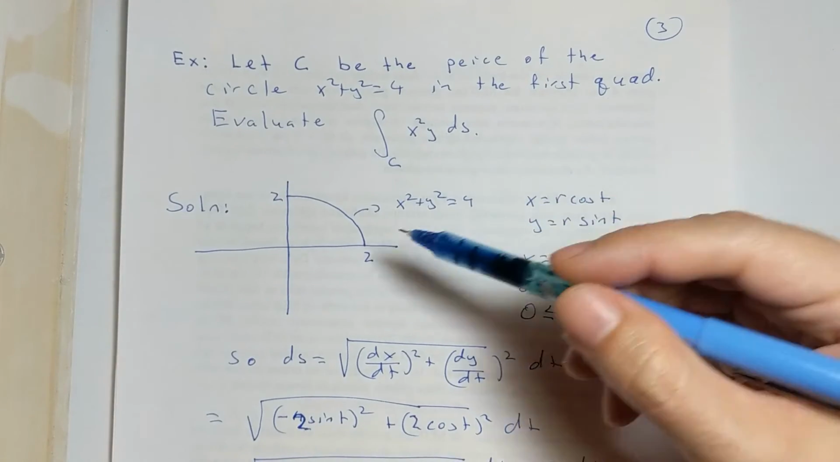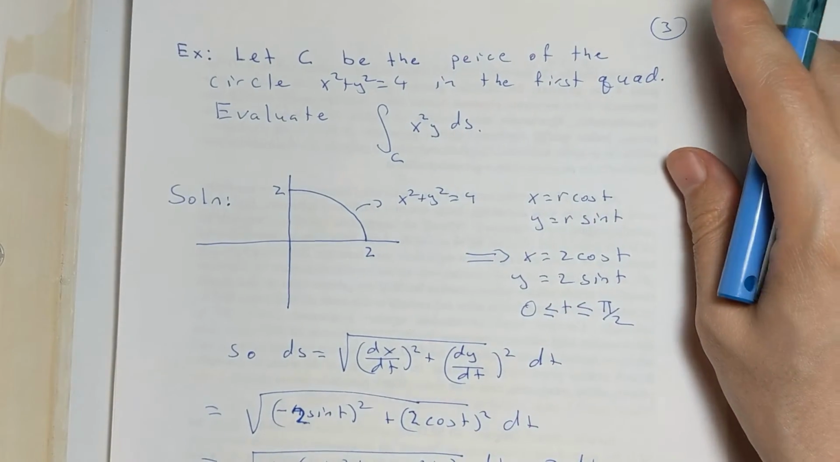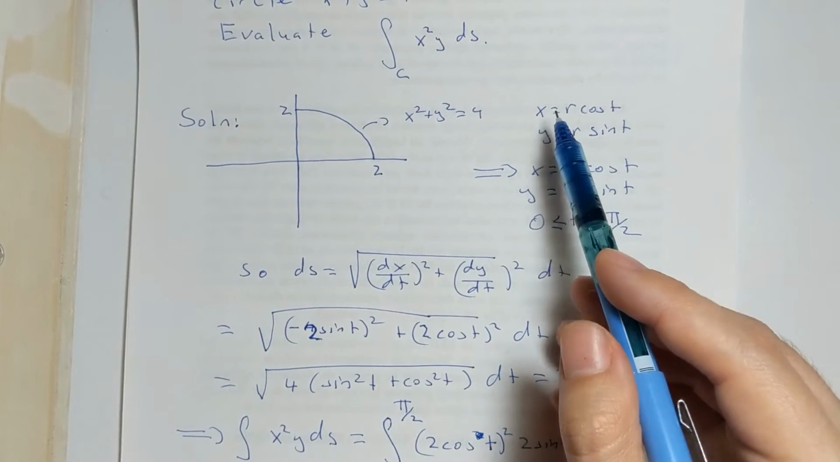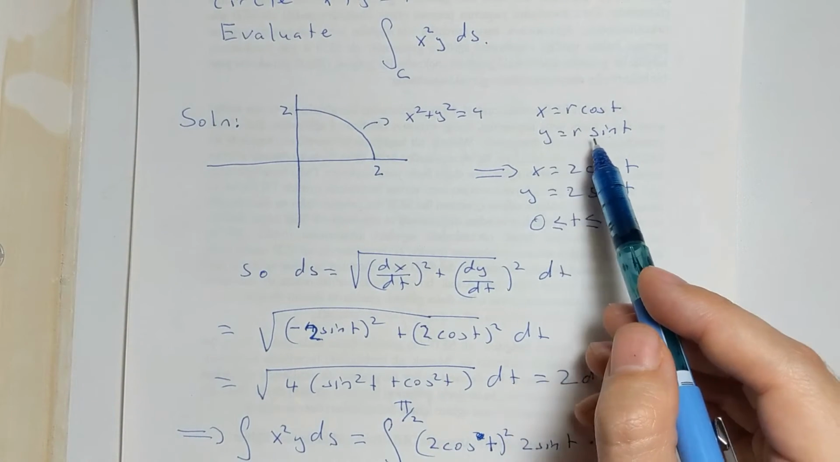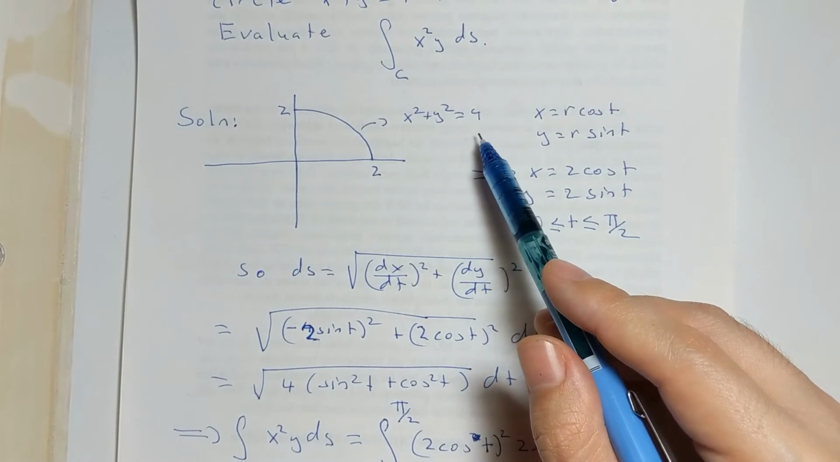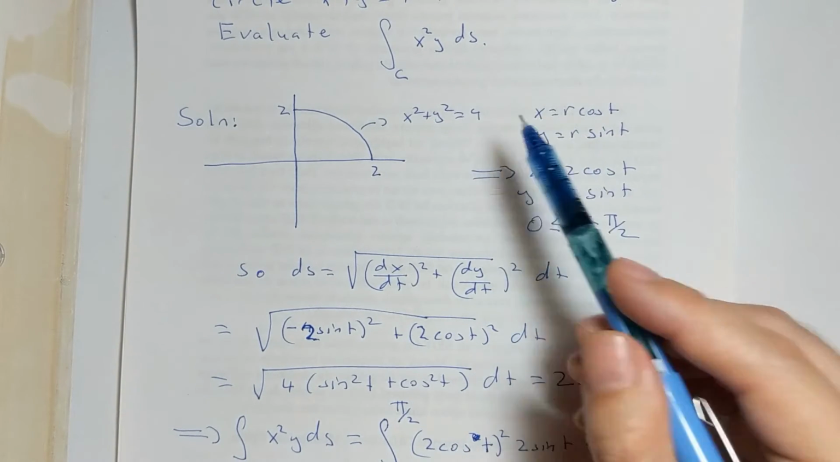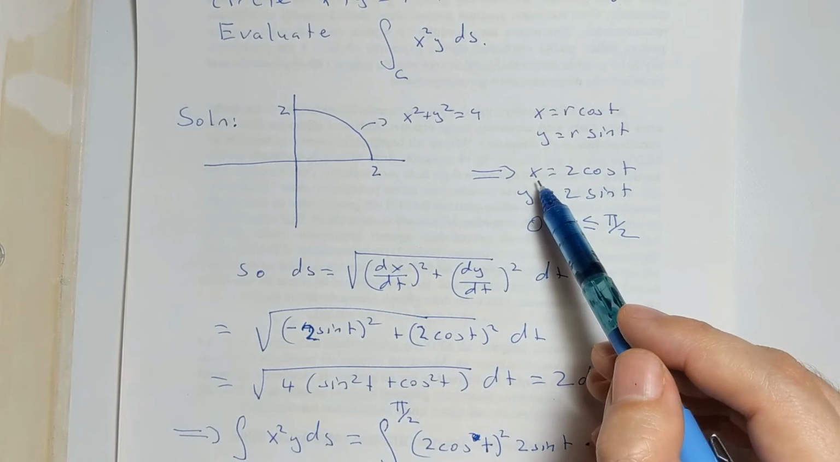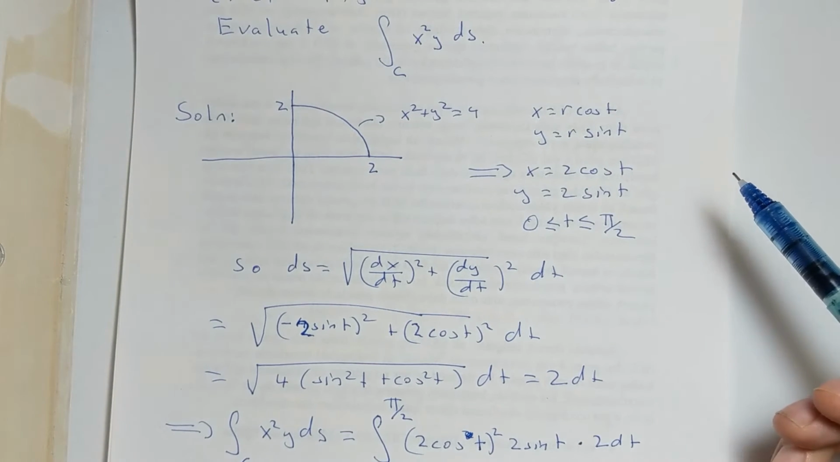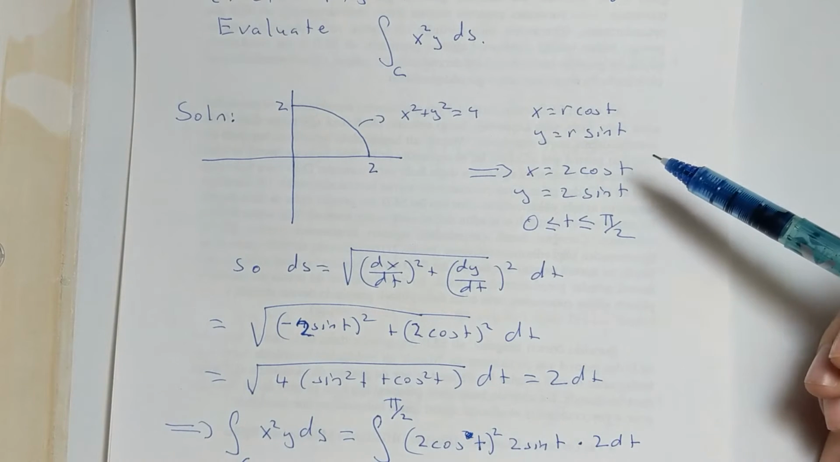So let's remember the standard parameterization of the circle. It was x equals r cosine t, y equals r sine t, where r is the radius of the circle. Here, the radius of the circle is 2, the square root of 4. So we're going to use the parameterization x equals 2 cosine t, y equals 2 sine t. Now, these are pretty easy functions.